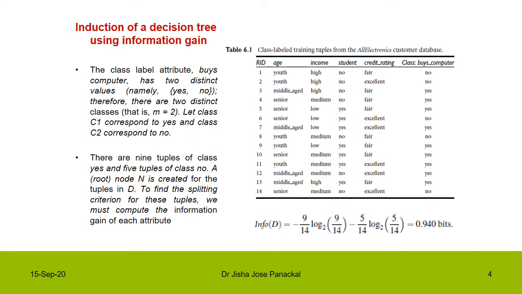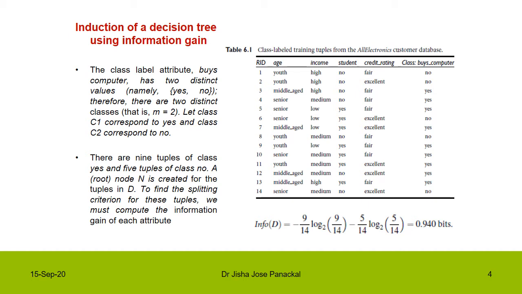Now we are seeing the example. Here we will see how we are constructing a decision tree based on the attribute selection measures. Here you see table 6.1. We have a set of training tuples which are class labeled. Here we have two different classes, that are buys_computer yes and buys_computer no. So these are the two classes here. You can represent them as C1 and C2.